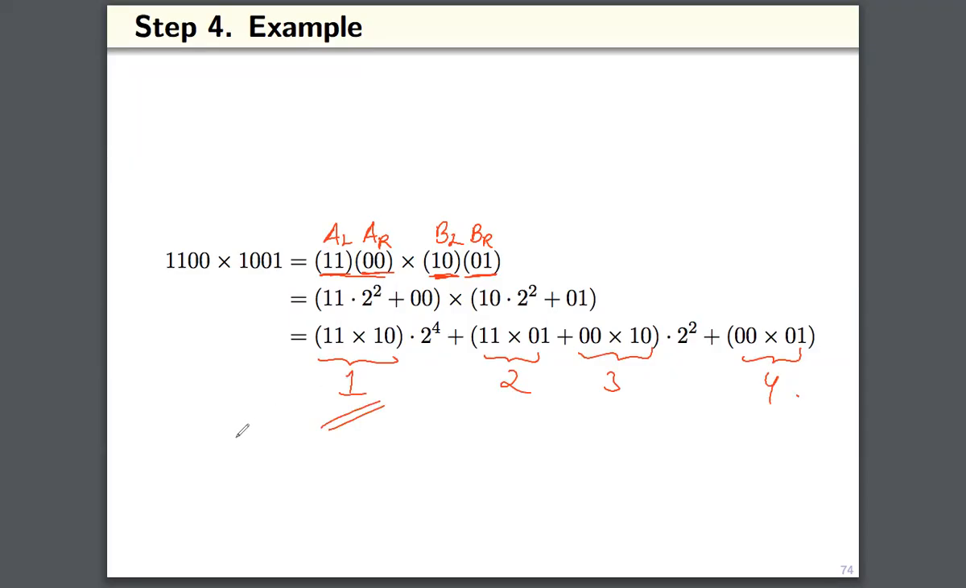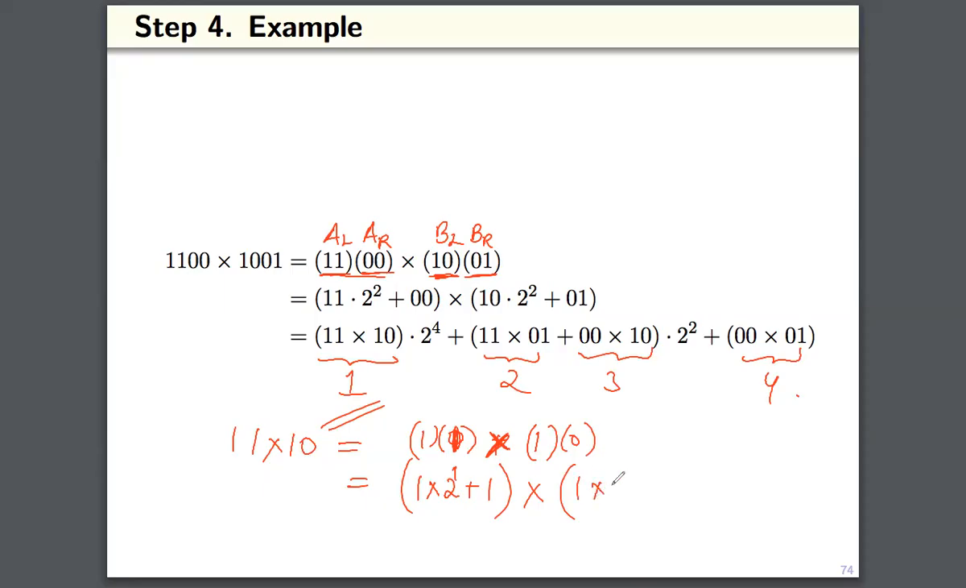How do you solve 1? You do the same thing, right? In this case, AL is 1, AR is 1, BL is 1, BR is 0. So you do the same thing. Recursively 1 0, and then this will be written as 1 times 2 power 1 plus 1, times 1 times 2 power 1 plus 0.